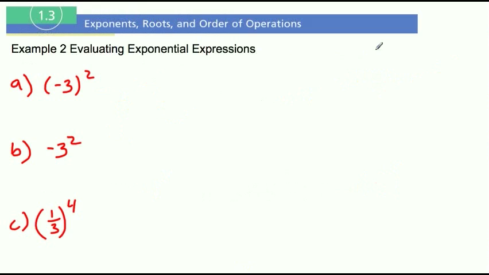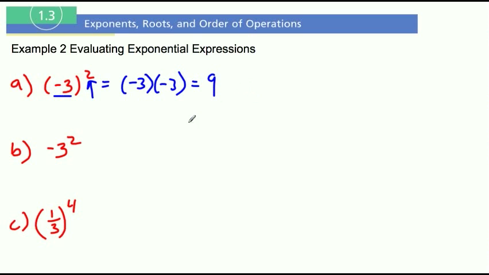Let's actually solve these now and see what type of results we get. So again, let's first write out what this means. Well, this means -3 times -3. How do you know that? Because -3 is being raised to the power of 2. And what this number tells us is that there are that number of factors. There are 2 factors of -3. So I take -3 and multiply it 2 times. Not -3 times 2, but I multiply -3 by itself twice. So -3 times -3 is going to give us 9.